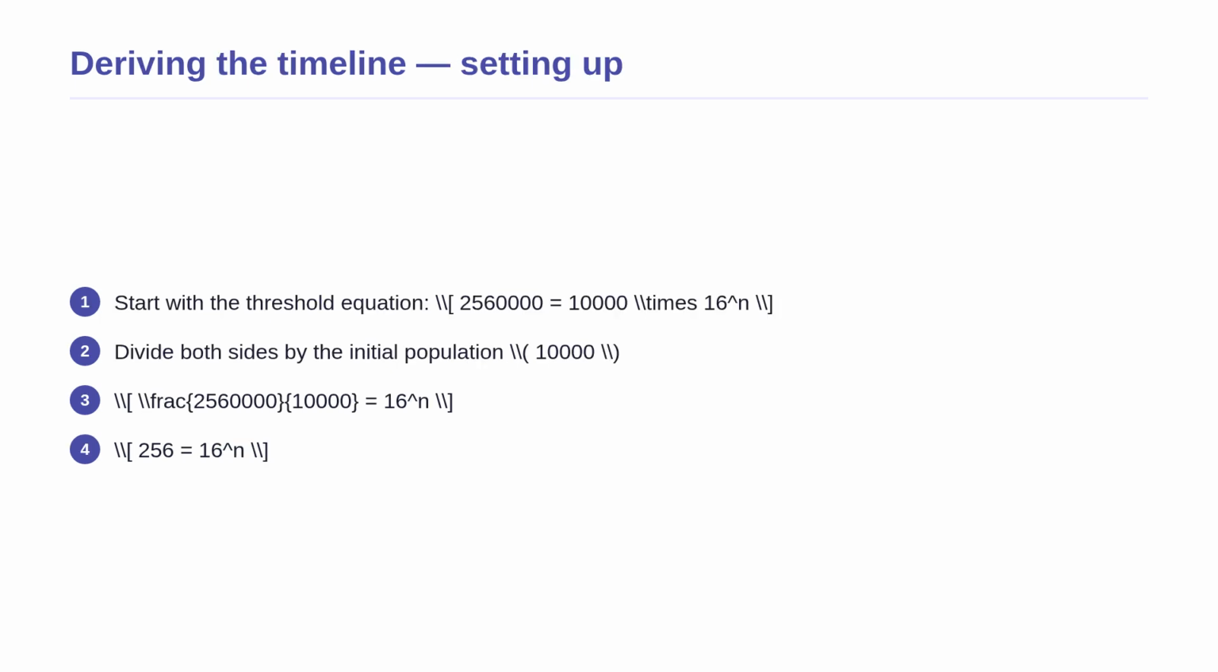This brings us to the step-by-step derivation of our infection timeline. We start with our populated exponential equation. Our goal here is to work backward and solve for the unknown exponent n, which represents the number of reproductive cycles. The first algebraic step is to isolate the term containing the exponent. We do this by dividing both sides of the equation by the initial population of 10,000. This mathematically removes the starting condition from the right side, simplifying the large numbers beautifully down to 256 equals 16 to the power of n.